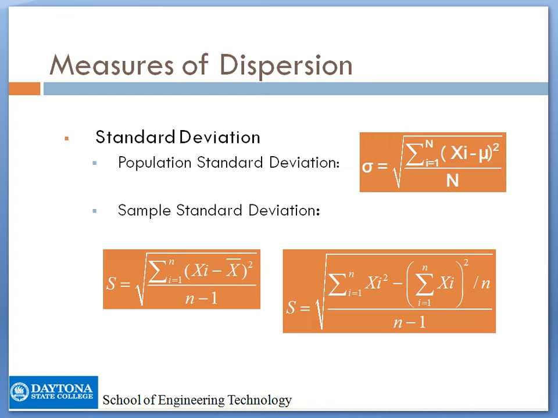So for a population standard deviation, we use the symbol sigma, and it's equal to the square root of the sum of the observations minus the mean, to the power of 2, divided by n. If you use the sample standard deviation, you use the symbol S, and instead of using population parameters, you're going to use sample statistics.